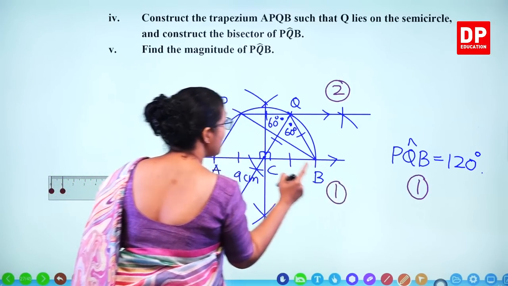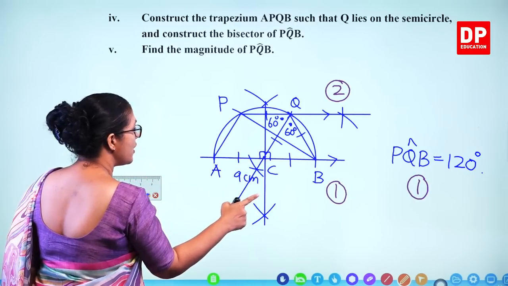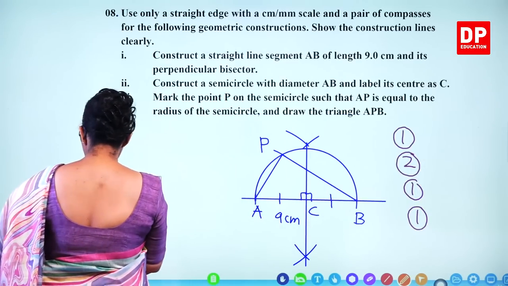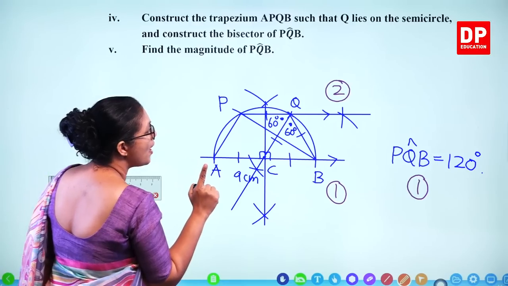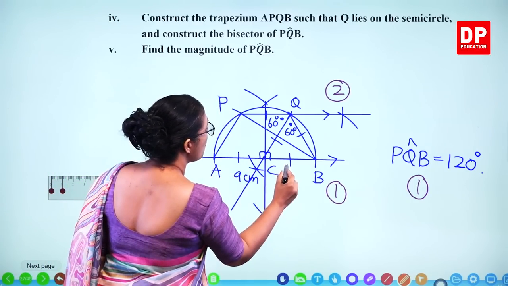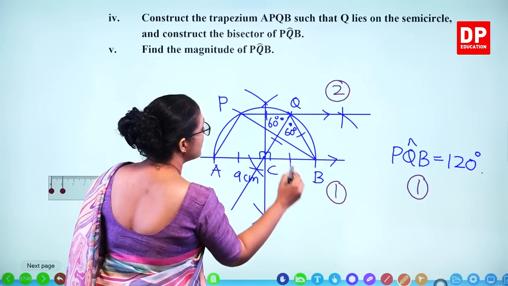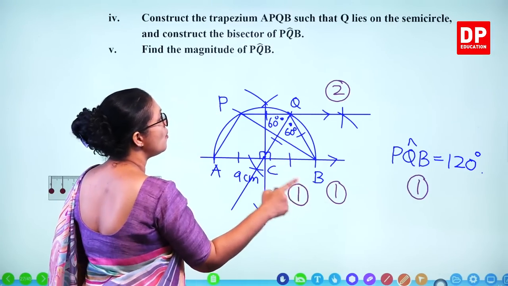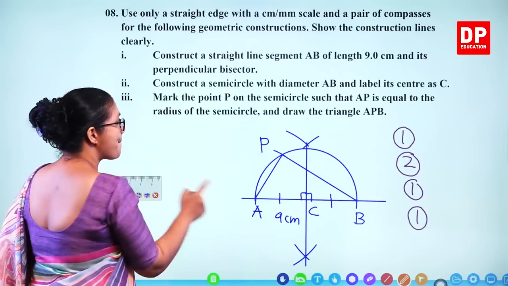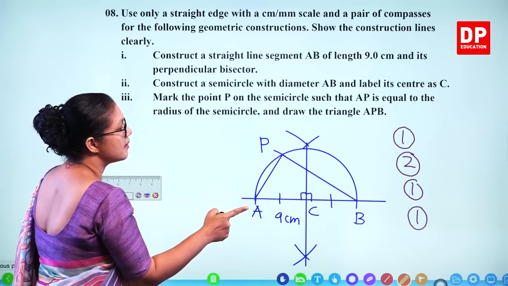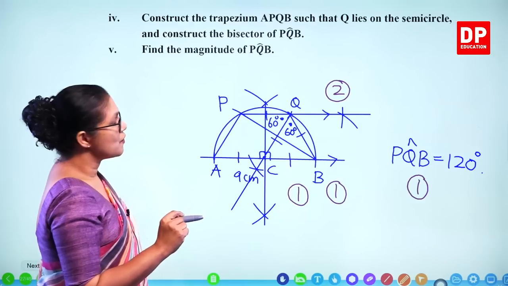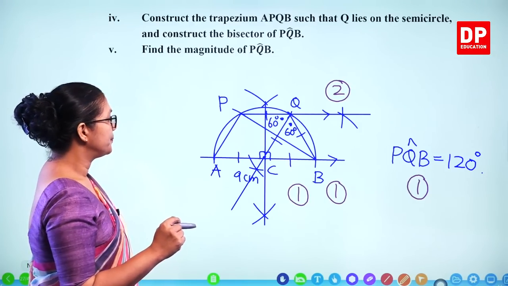So let's see whether we gave 10 marks: 2, 3, 4, 5, 6, 7, 8, 9. So that means we have to give 1 more mark. So 1 more mark for the angle bisector. So now let's see, 3, 4, 5 and 5 marks here. So altogether 10 marks for the construction question.